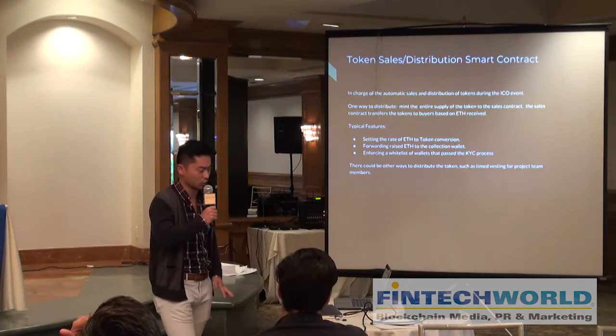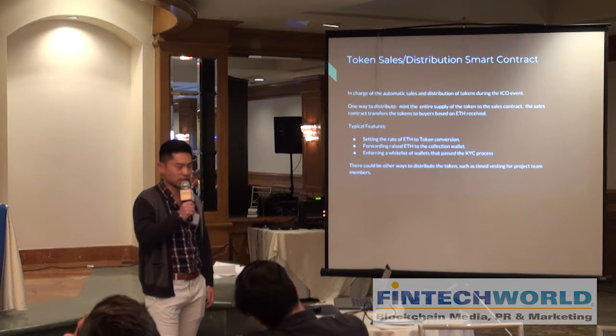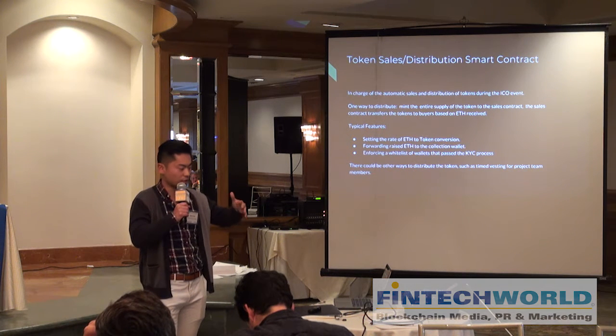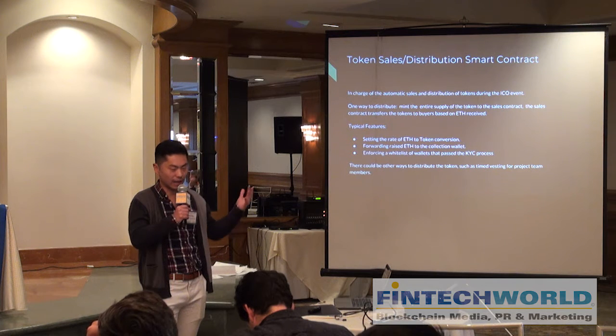And the second smart contract that you need is a token sale and distribution contract. It's in charge of: you send a token to this contract and it gives back the token, pretty simple. So one way to do an ICO sale is first you mint the entire supply of the token, you transfer it to the sales contract, and then you get to set the rate of Ether to token conversion. And then this contract also handles forwarding the funds to different collection wallets. Usually it's just one, but it could be multiple.